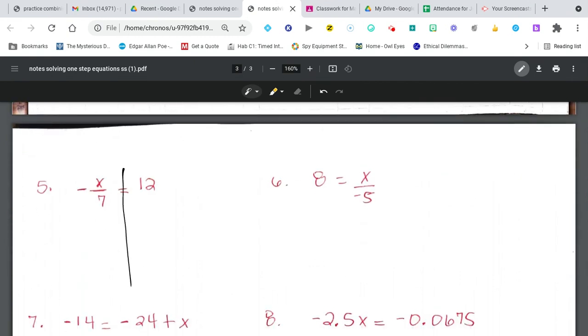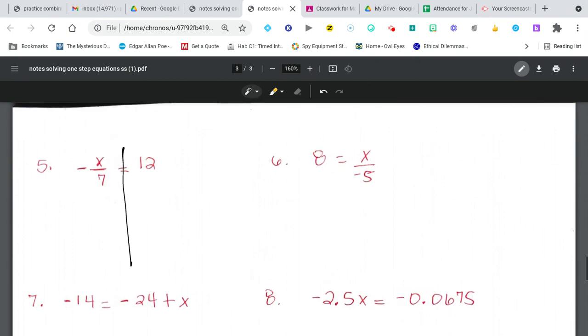On number 5, 7 is attached to x in some way. Underneath it, I see a divide bar. So if you see a divide bar, I need you to multiply. And remember, there's your divide bar. Your divide bar is always in the middle. So if it's division, you need to multiply, but we do not change the sign on multiplication or division.